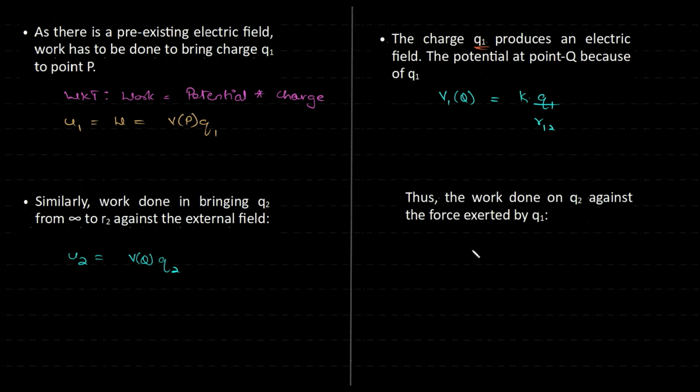And thus the work required to get would be U12. We are going to represent that way. K Q1 Q2 by R12, right? Just multiply similar to this, right? Potential into charge. So we have the potential expression. We're multiplying the charge that we are getting in.